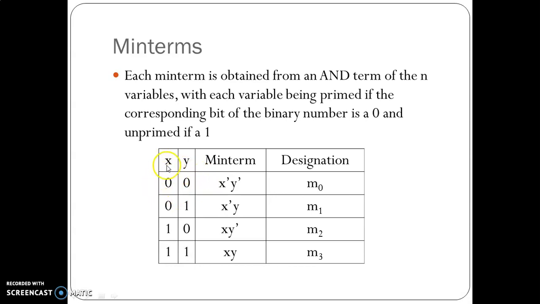So let us consider two variables x and y. Since there are two variables, there will be four different combinations: 0 0, 0 1, 1 0, 1 1. The minterm corresponding to this combination: since x takes a value 0 here, the variable is primed. Y also takes a value 0 here, so the variable y is also primed. So the minterm corresponding to this is x bar y bar. Minterm corresponding to this is x bar y. And minterm corresponding to 1 0 is x y bar. And the minterm corresponding to 1 1 is x y. So the designation, the short form of representing the minterm, is mj. The suffix j represents the decimal equivalent of this binary number.